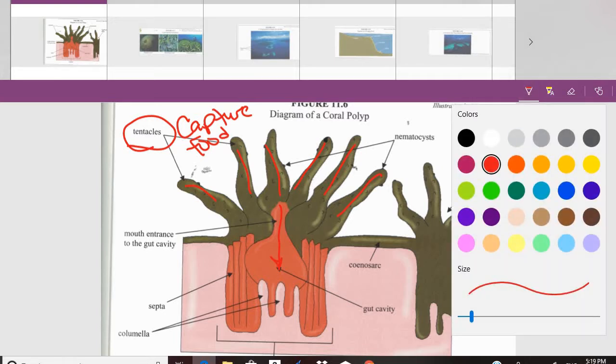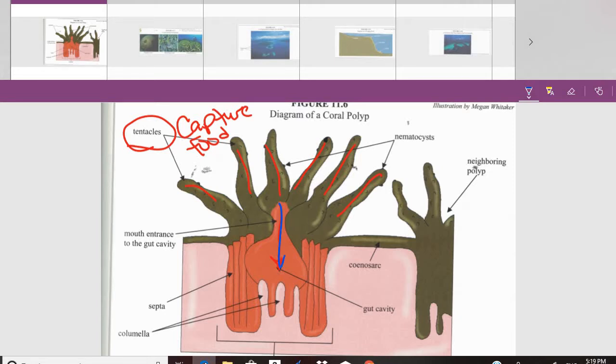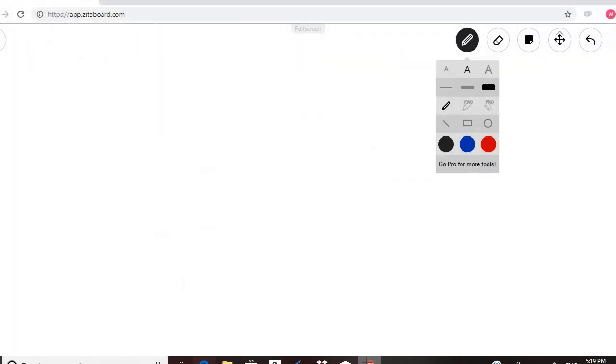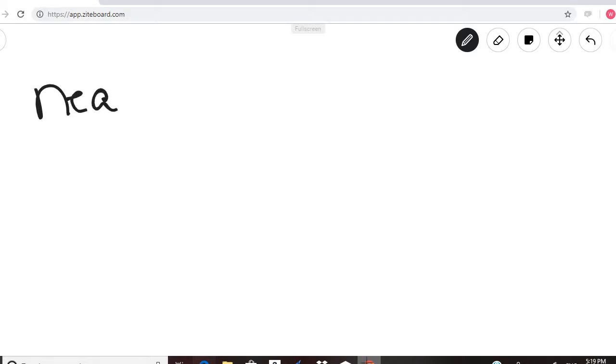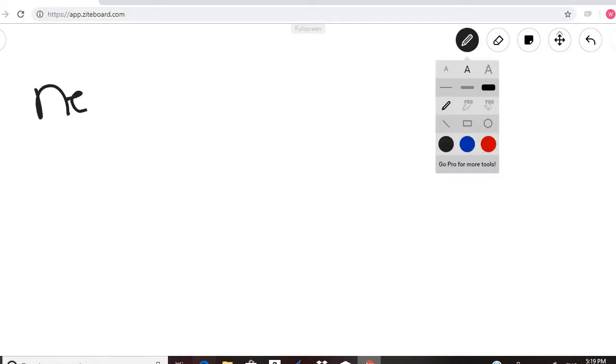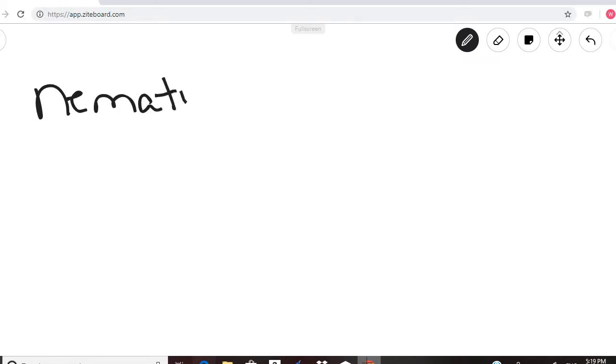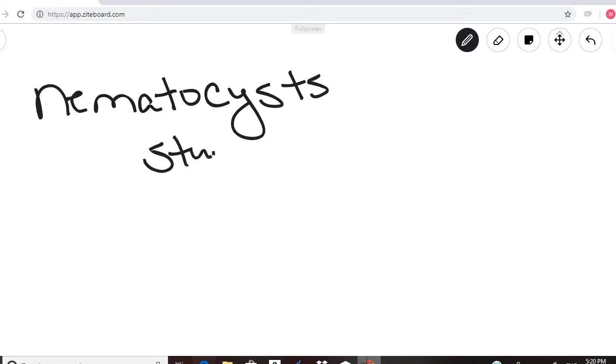Okay, so the food gets directed down into the gut cavity. The other thing about the tentacles is that they have these nematocysts, which you might remember from biology. Nematocysts are structures that release a toxin that will stun or paralyze their prey.